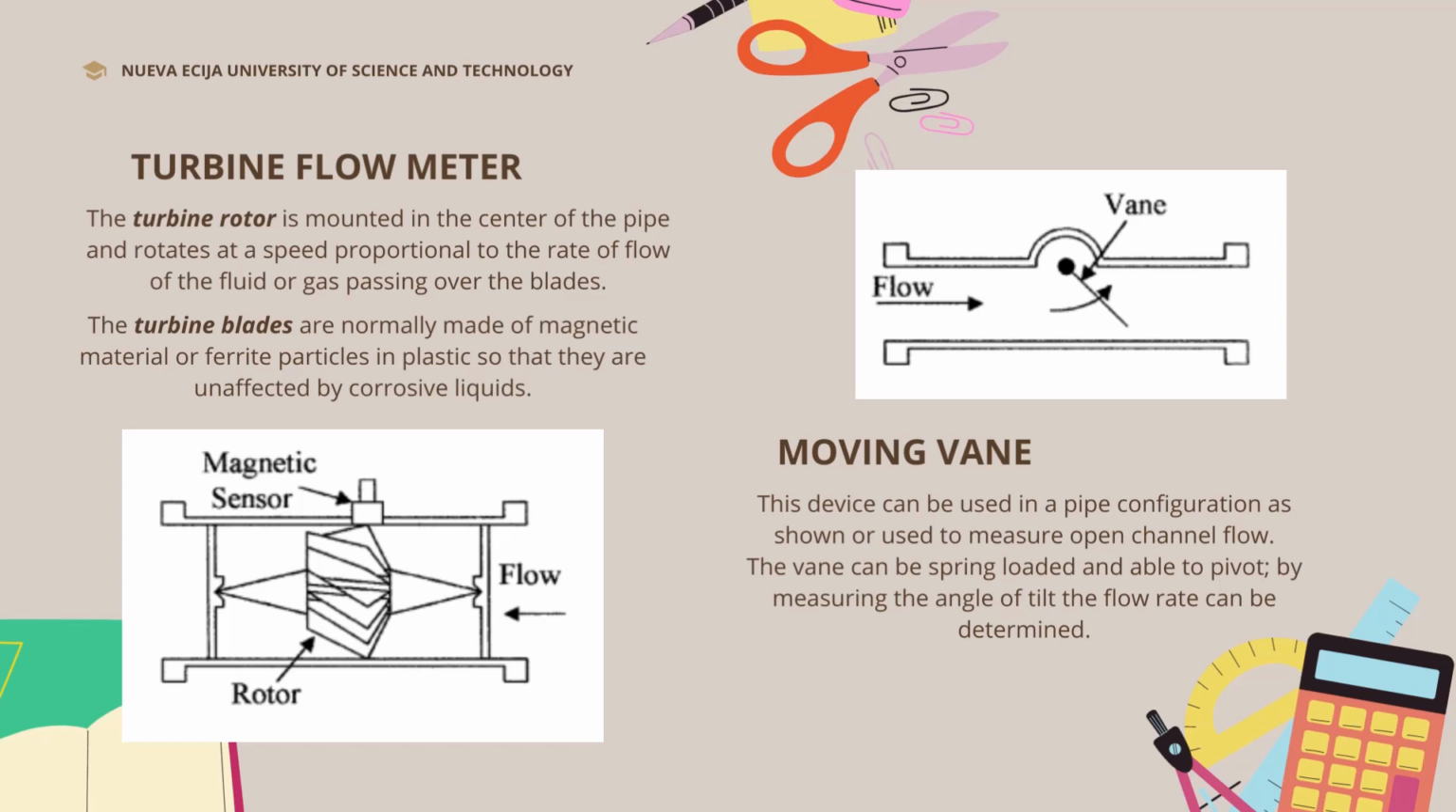The turbine should be only used with clean fluids such as gasoline. The rotating flow devices are accurate with good flow, operating, and temperature ranges, but are more expensive than most of the other devices. Another one is etong moving vane. Yung moving vane is a device that can be used in a pipe configuration as shown or used to measure open channel flow. The vane can be spring-loaded and able to pivot. By measuring the angle of tilt, the flow rate can be determined.